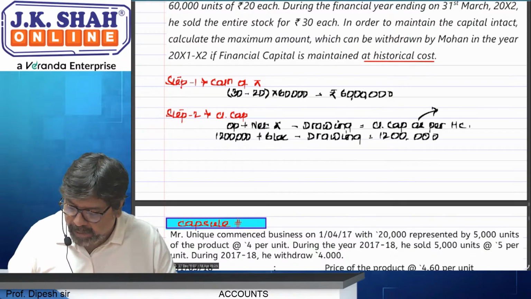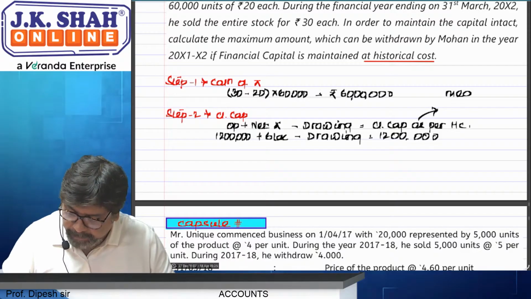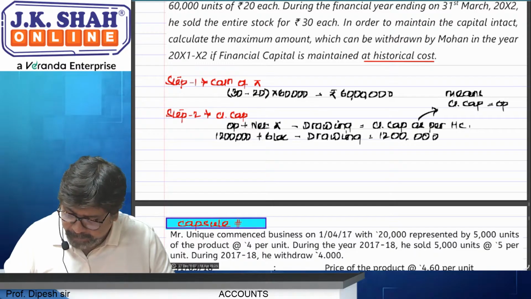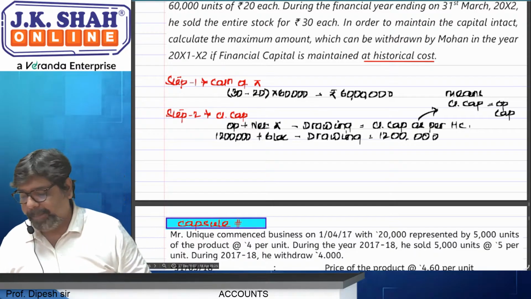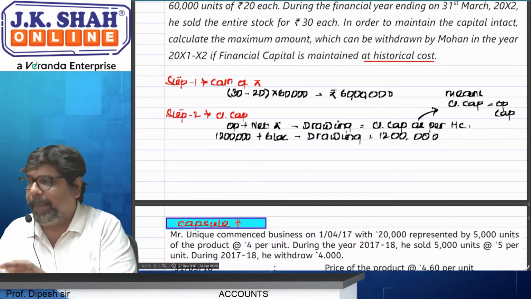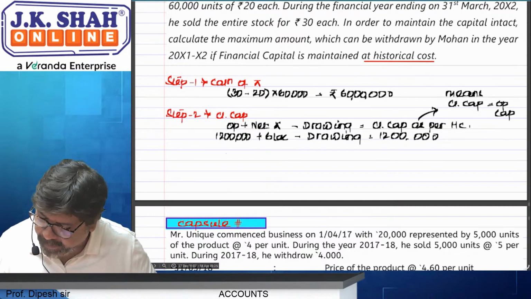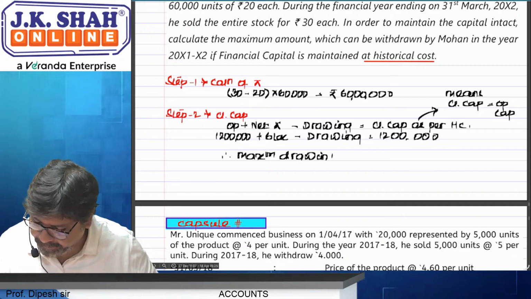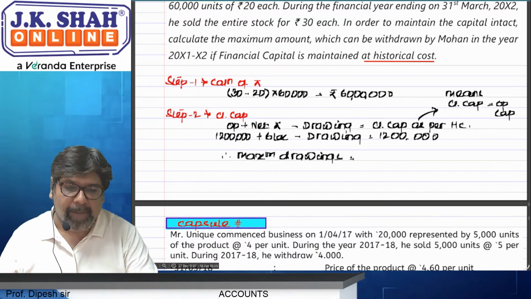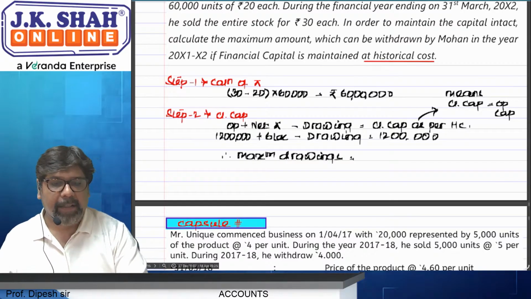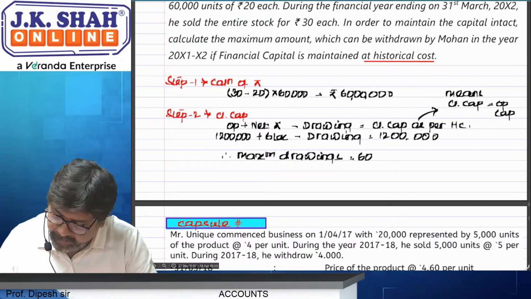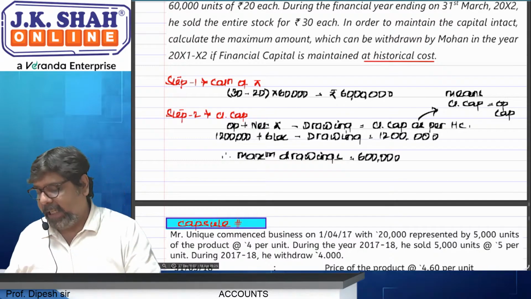Closing capital at historical cost means closing capital should be equal to opening capital. That means in order to maintain a capital of 12 lakhs, how much can I withdraw? Therefore, maximum drawings is equal to how much? 6 lakhs. Correct and correct?